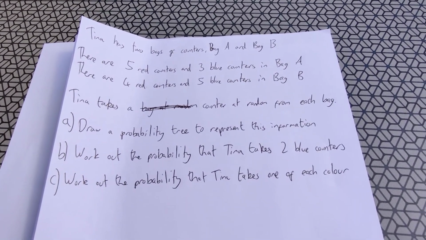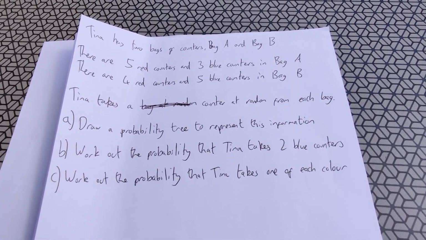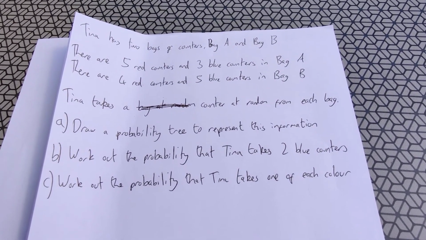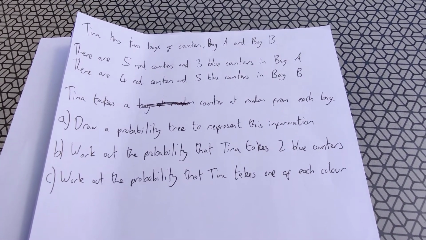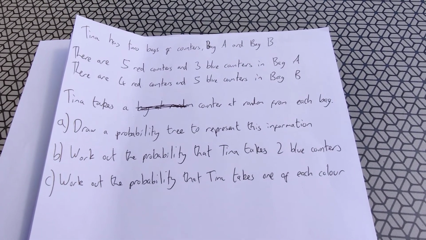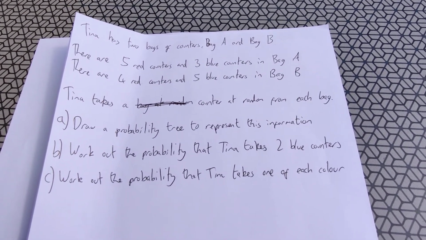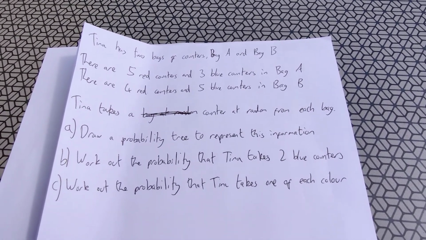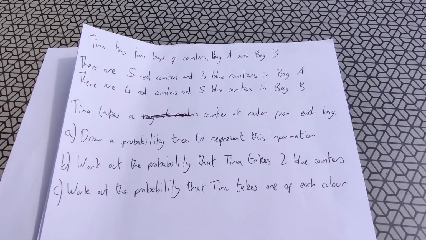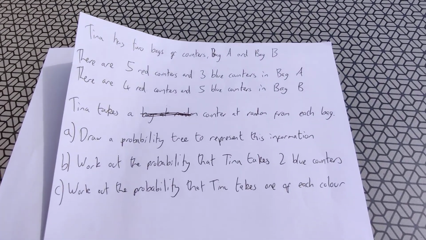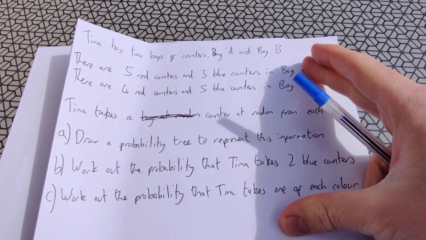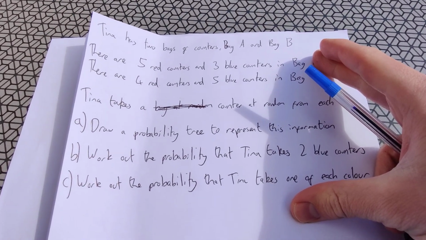Here's an example of a tree diagram probability question. Tina has 2 bags of counters, A and B. There are 5 red counters and 3 blue counters in bag A, and 4 red counters and 5 blue counters in bag B. And she's going to take a counter at random from each bag. And the first thing we've been asked to do is draw a probability tree to represent the information.